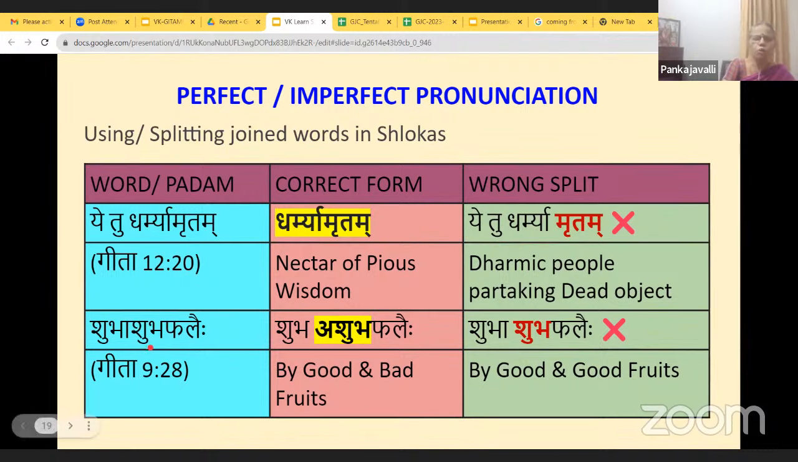Similarly, shubhashubhaphalair evam. Shubhashubhaphala means for both good and bad fruits. But when you split it as shubha, ashubha, wrongly as shubhashubha, both become shubha only, good of good fruit. It is wrong. It must be shubha ashubha, where a and a join to become a. That is also wrong pronunciation, wrong splitting. So you must know to split the words correctly and join them correctly, and only then will the Gita chanting be perfect.